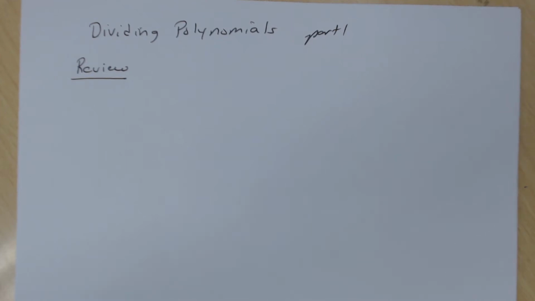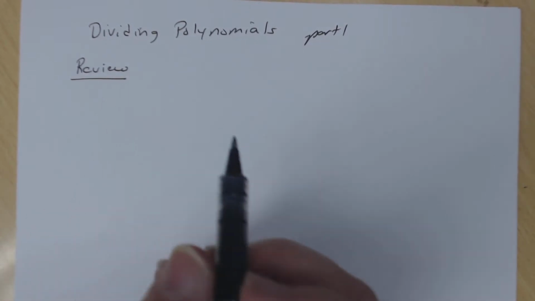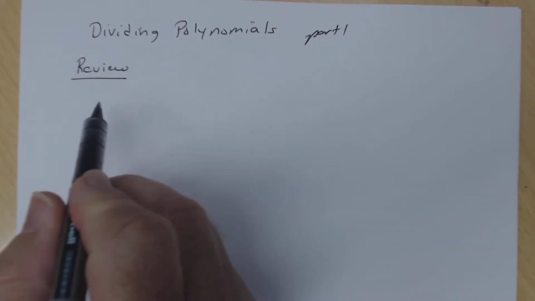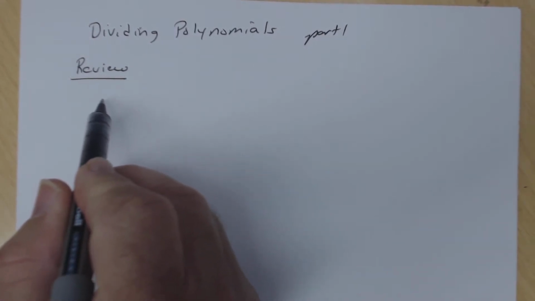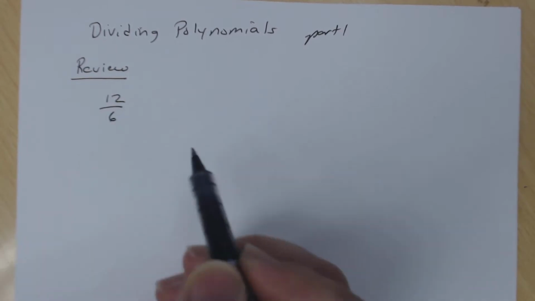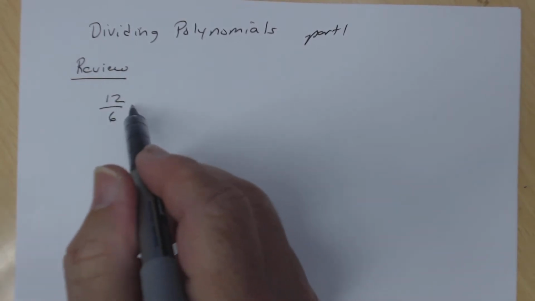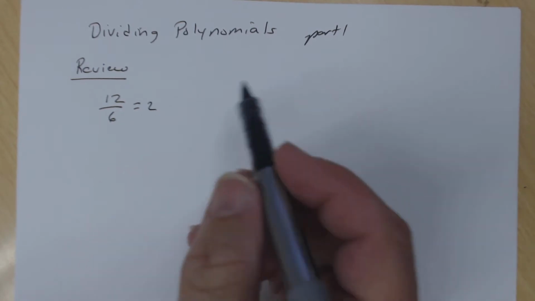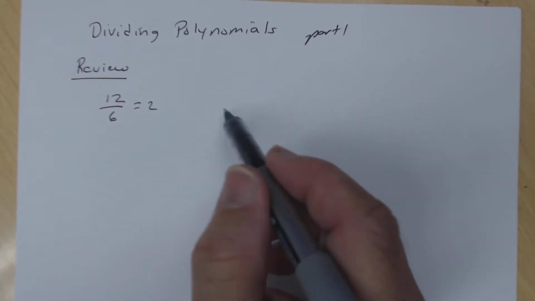Okay, so in this lesson, we're going to be dividing polynomials, and this will be part one. But before we begin that, let's review a couple of items. So remember, if I have something like 12 divided by 6, we all know that 12 divided by 6 is 2. Now, I could do this by long division.